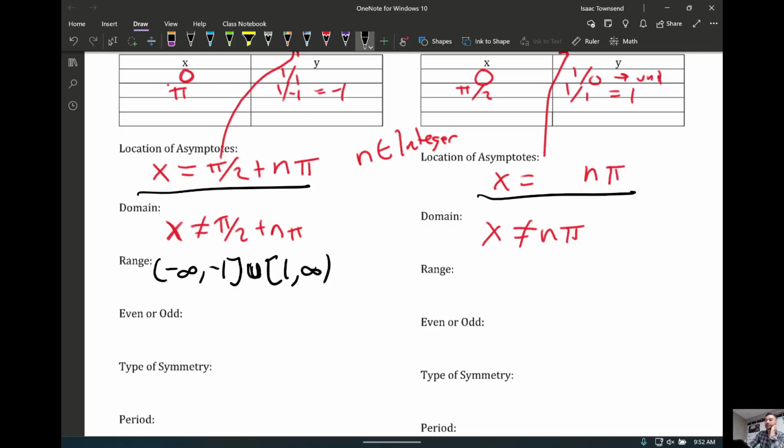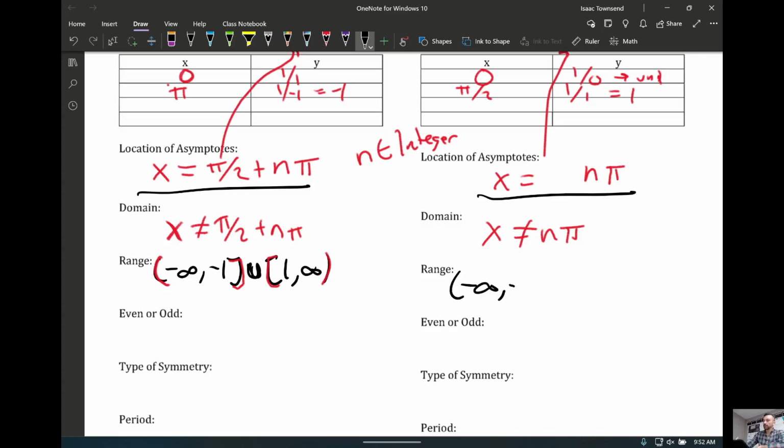You don't have to use this U symbol, but that's just a math symbol for union, which is like a math way to say "and." It hits all of these y values, and then jumps and hits all of these y values. It actually hits 1, so that has to be a bracket. It actually hits negative 1, so that has to be a bracket. It never can reach negative infinity or positive infinity. Those are always parentheses.